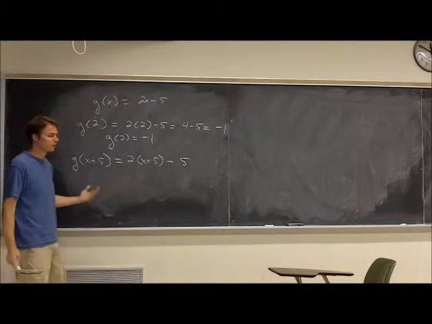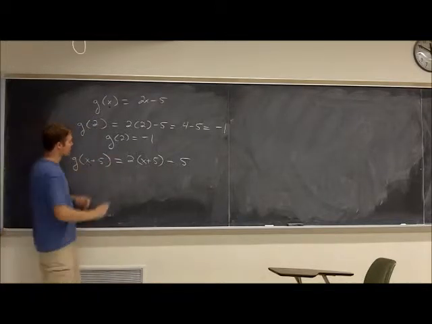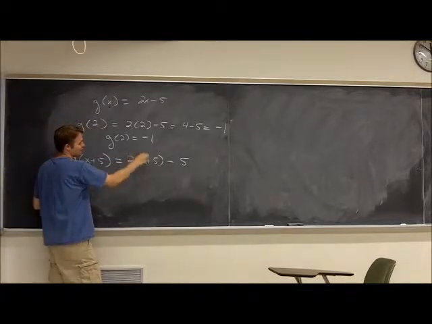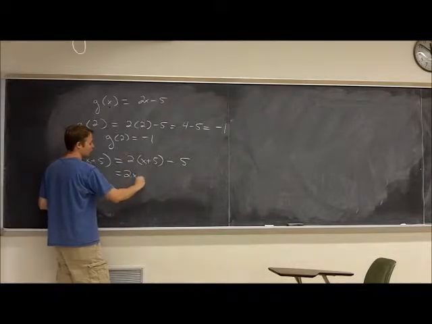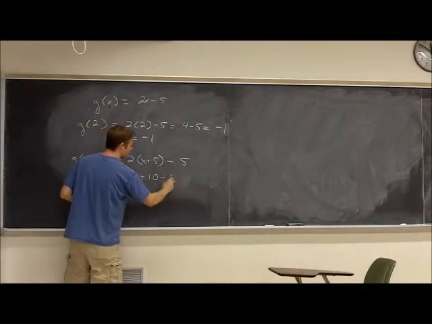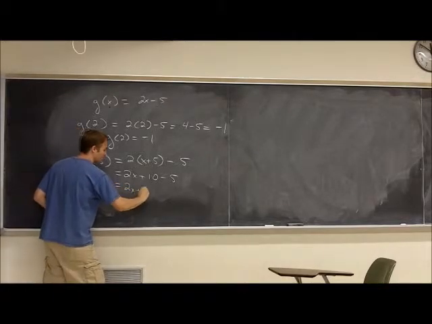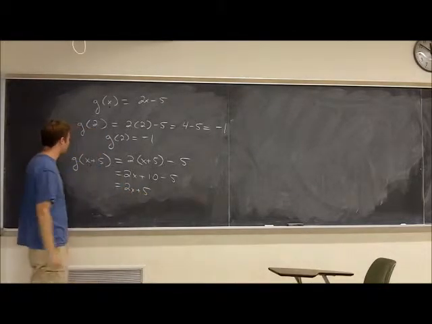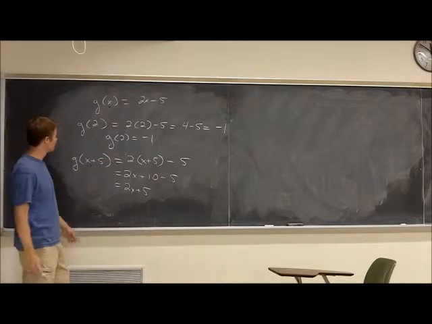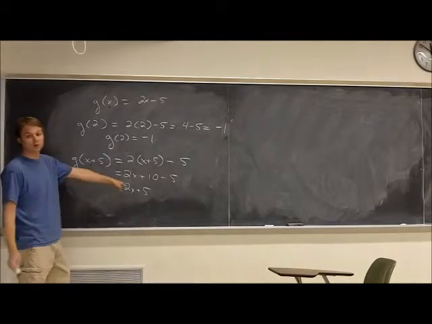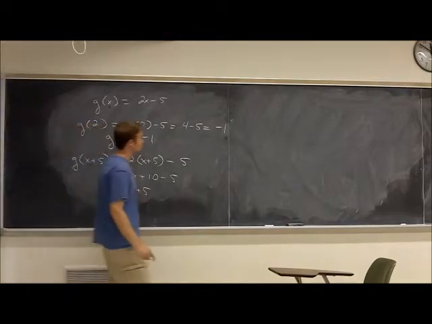And then from here, we would want to simplify. So from here, I would say 2 times x plus 2 times 5, so 2x plus 10. And then minus 5, so this should be 2x plus 5 is g of that expression. g of x plus 5 is 2x plus 5.